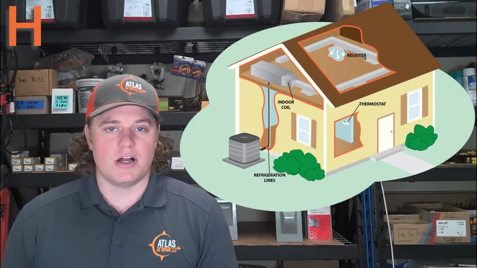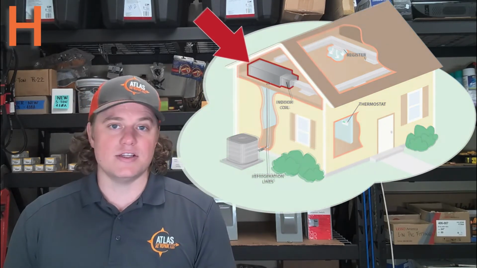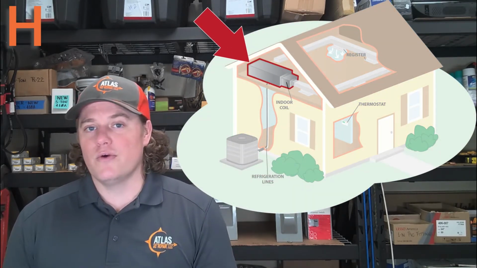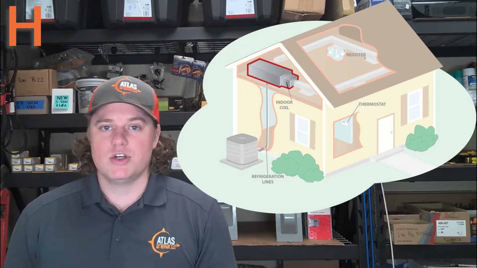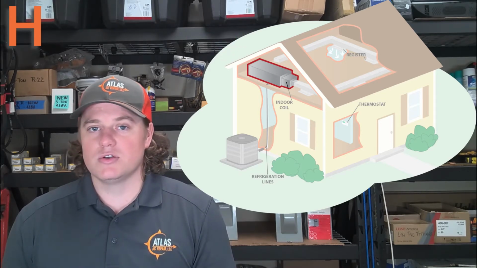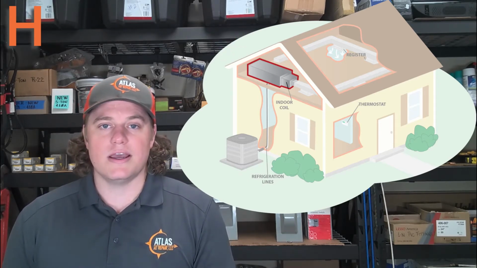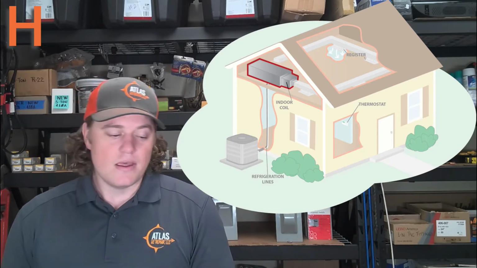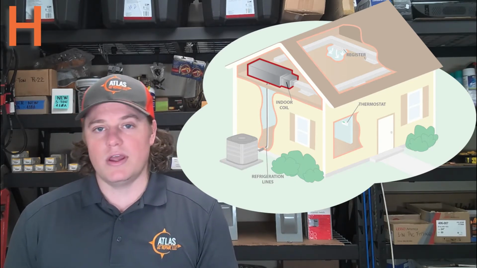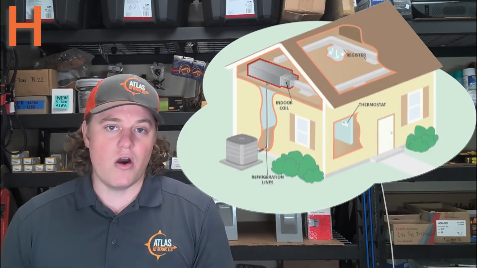So let's start with H, heating. There's one piece of equipment that is mostly responsible for heating your home, and that is your furnace. Now, your furnace has two jobs. Job number one is to actually distribute air, so it blows the air throughout your ductwork. Job number two is to create the heat used to heat your home.